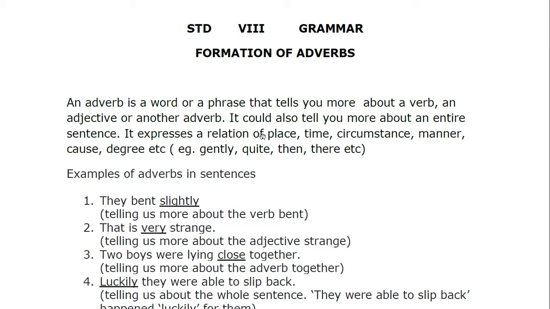It could also tell you more about an entire sentence. So it not only tells you about a verb, an adjective, or an adverb, it can also tell you about a full sentence. It expresses a relation of place, so it tells you where an action took place; time, when the action took place; circumstances, under what circumstances the action took place; in what manner the action took place, the reason for the action, the degree of the action. It tells you about all this. For example, gently, quite, then, there, etc. Examples of adverbs in sentences.